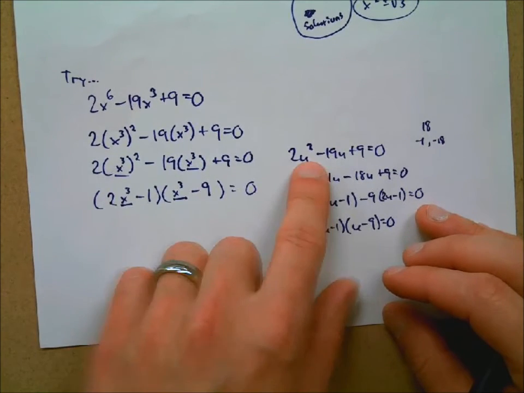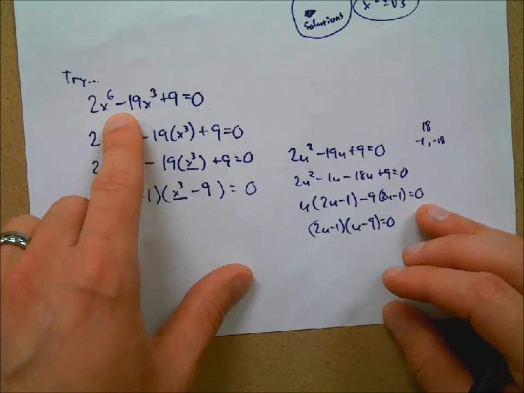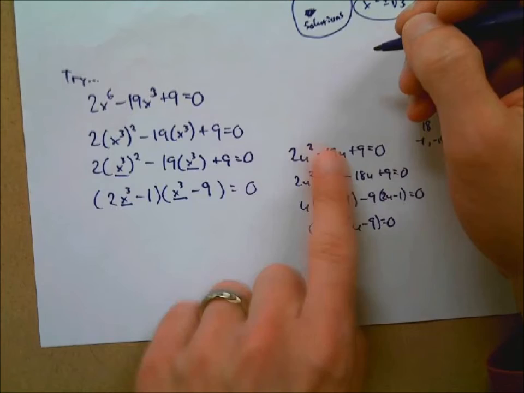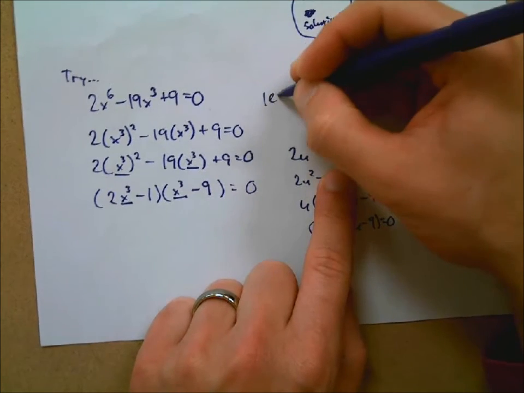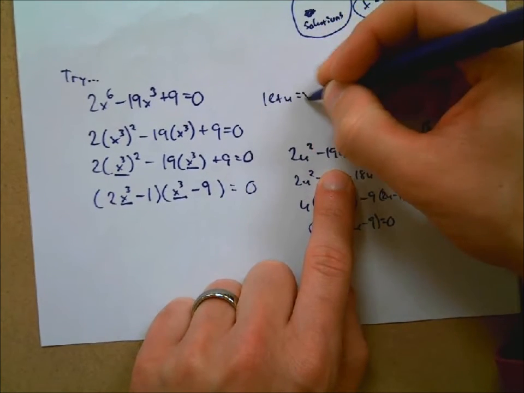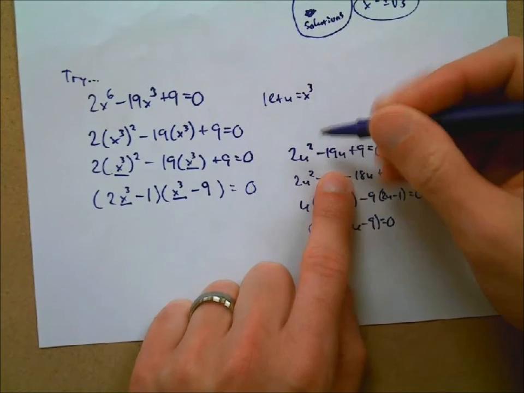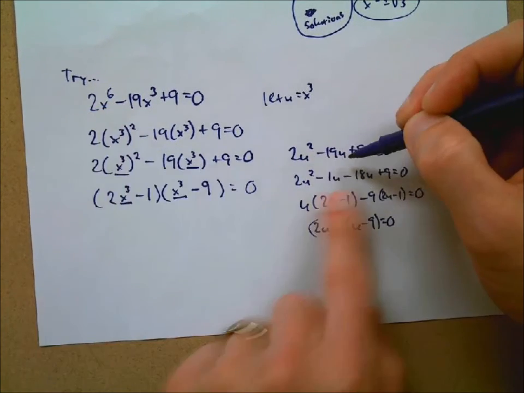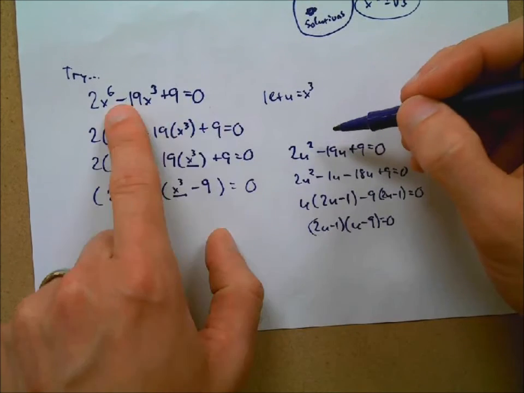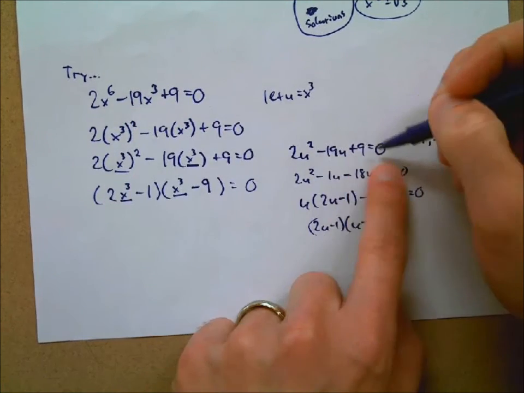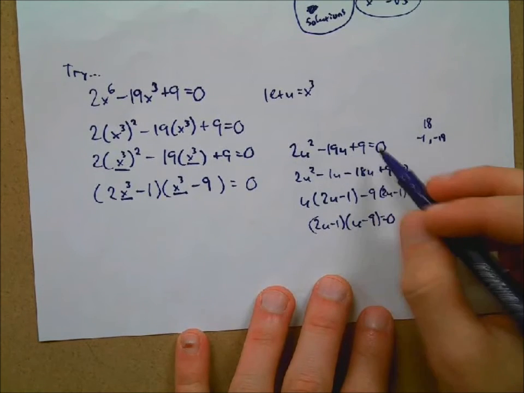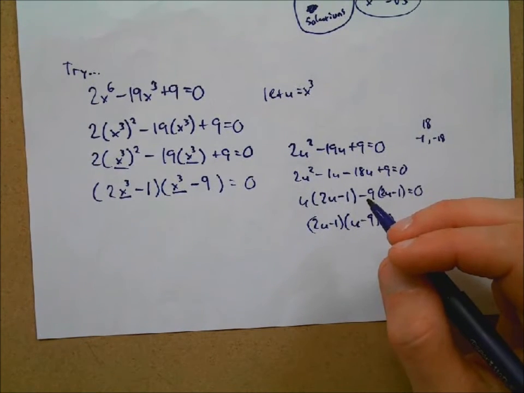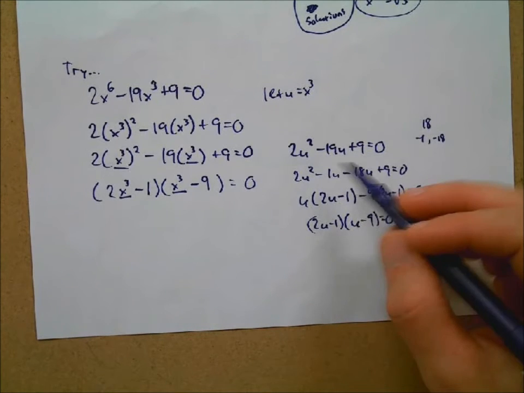So this 2x to the 6 minus 19x cubed plus 9 is the exact same thing as this equation if we say let u be x to the third. If u is x to the third, then x to the third squared would give me x to the 6, so 2x to the 6. And u would be x cubed, so it would be 19x to the third, plus 9 equals 0. So we're changing the format into something more familiar, so that we can then factor it using our quadratic methods.